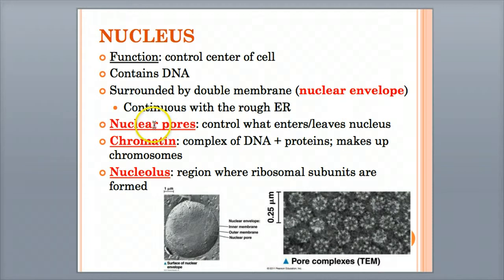In that membrane, or in that shell, there are these holes. They're called nuclear pores. I think you guys know what pores are. And they control what goes in and out of the nucleus. Chromatin is, think of it like a jelly. Before DNA and proteins, before we have chromosomes, and we're going to study chromosomes later, it's this jelly goo type thing called chromatin, and eventually it turns into chromosomes.